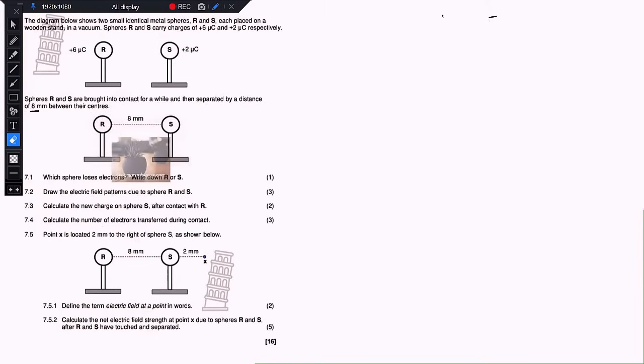Define the term electric field at a point in width. So we know that they always bring the definition up. If they do not ask you to define Coulomb's law, then definitely that's the other definition that they can ask you to define. Or if the examiner is a bit angry that year, they can just ask you to define both of those. They can give you Coulomb's law, and then they also ask you to define electric field at a point.